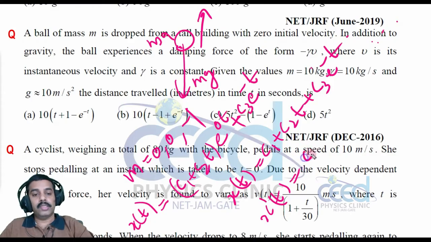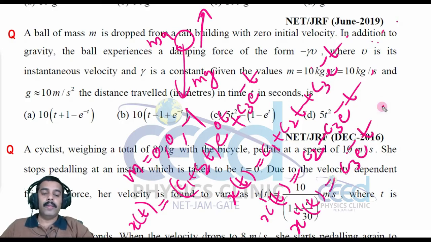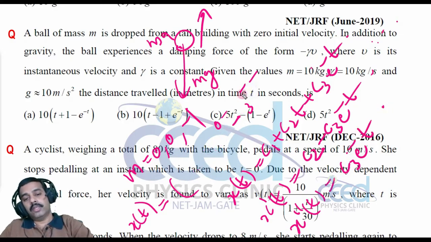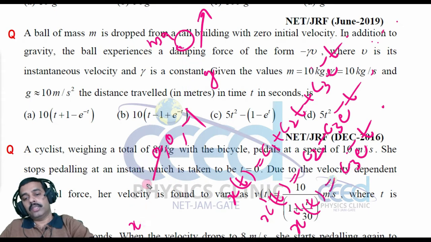x dash of t is c2 plus c2 minus c3 e raised to minus t. What is x double dash of t? That is minus c3 e raised to minus t. Alright. Now look into these three equations.